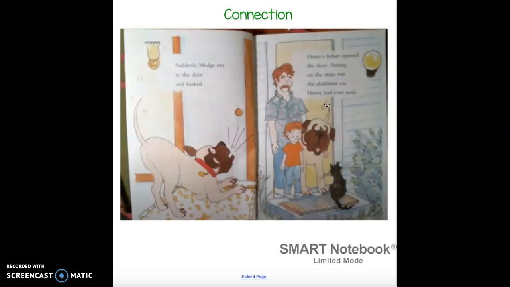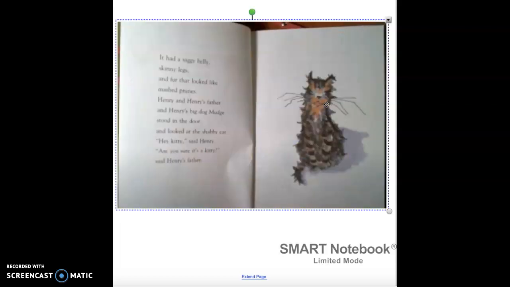So let's think about the problem. Is there a problem in the story? Because in every realistic fiction story, there pretty much is a problem.